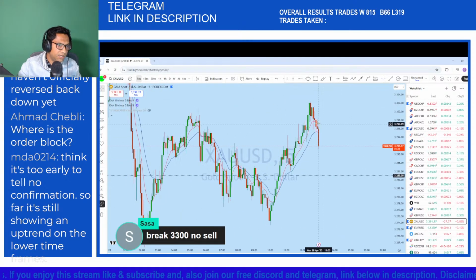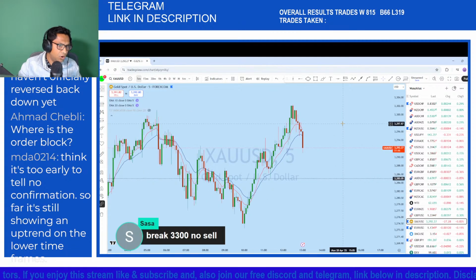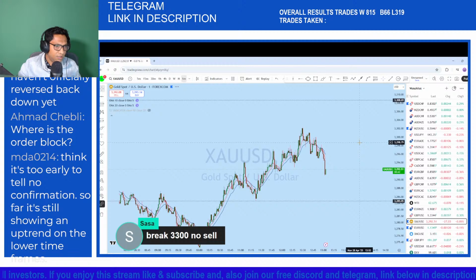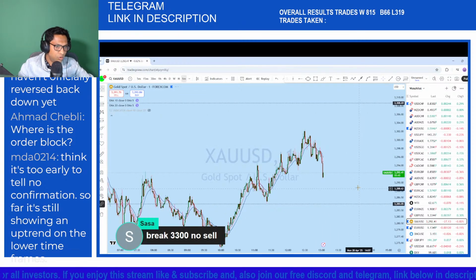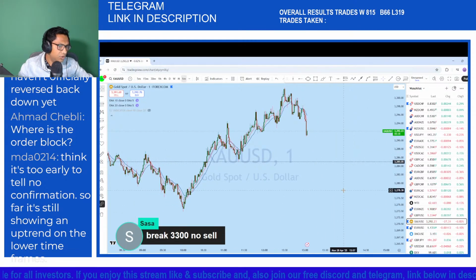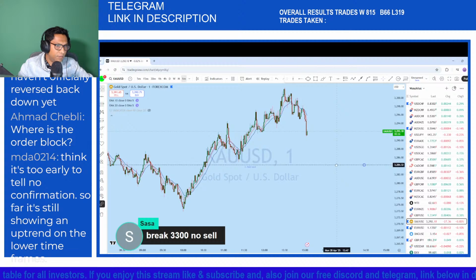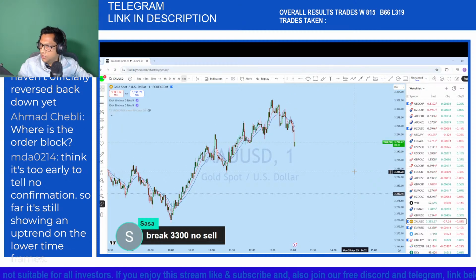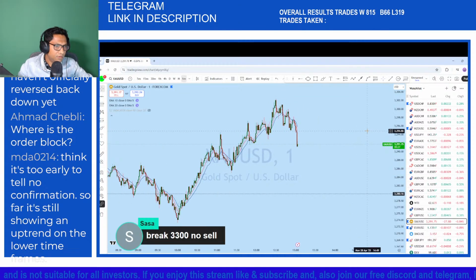Okay, so because it has got a rejection from the top, we may see the market potentially continue to trend back here to the order block, and it may take the price back to this order block here, to this 3280 level.